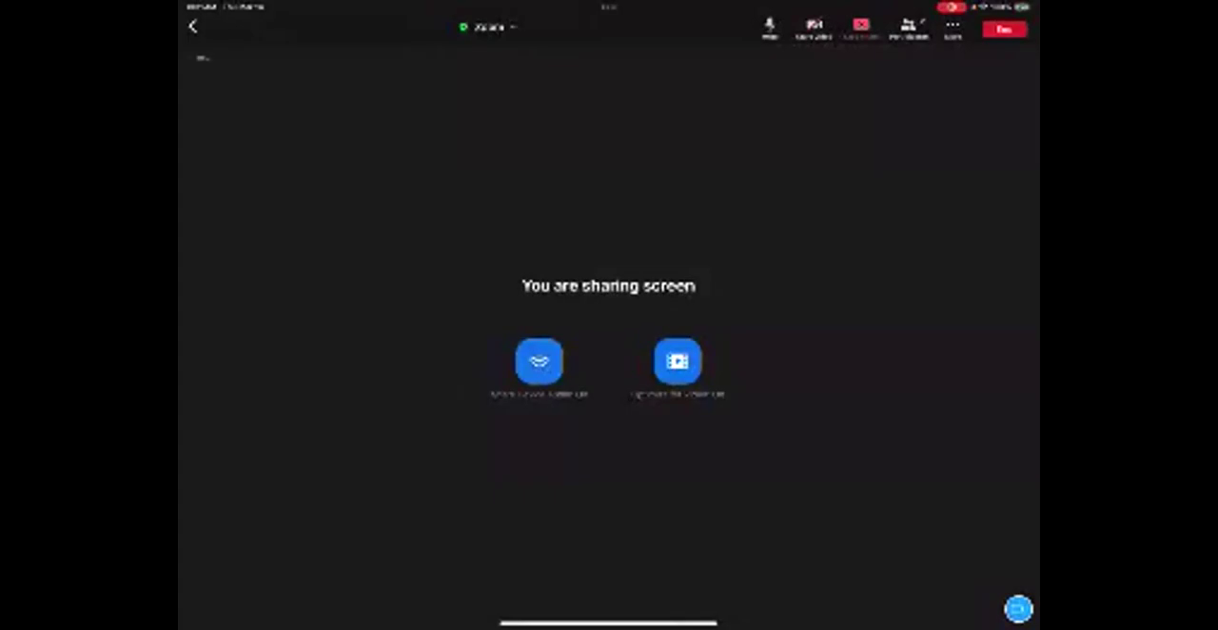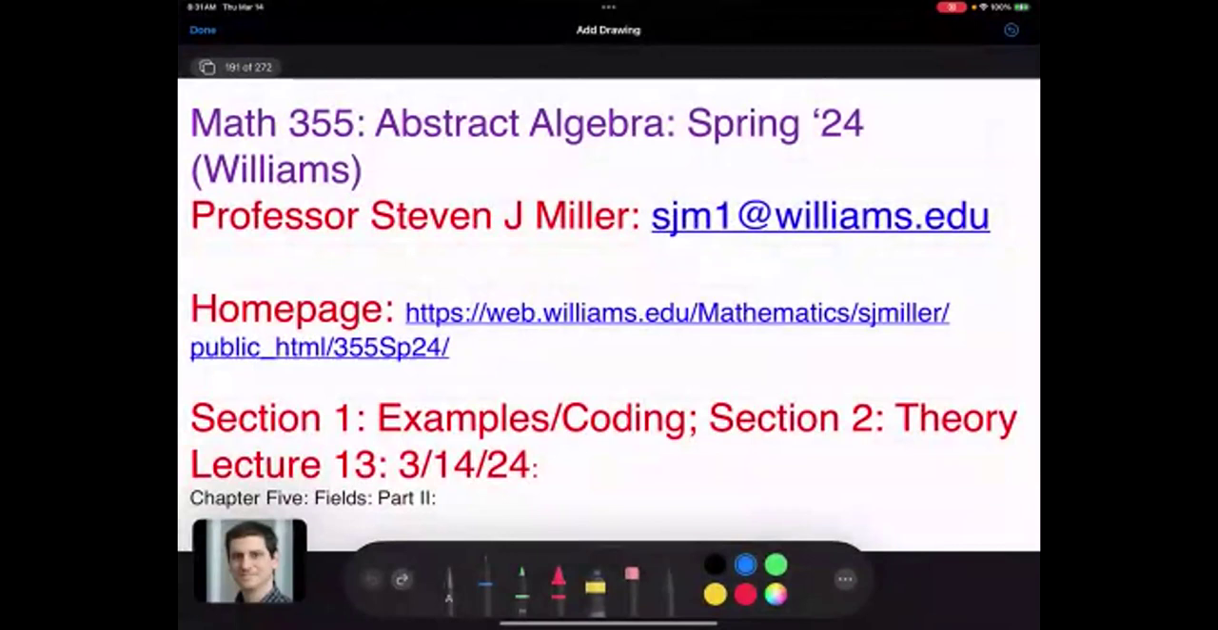So welcome to Math 355, Lecture 13. And what I want to do today is talk about coding. How would we actually use the computer, and the fact that we're in the 21st century, to do some of the problems? And again, I can do the problem we're going to do today by hand a lot faster than I can write the code.